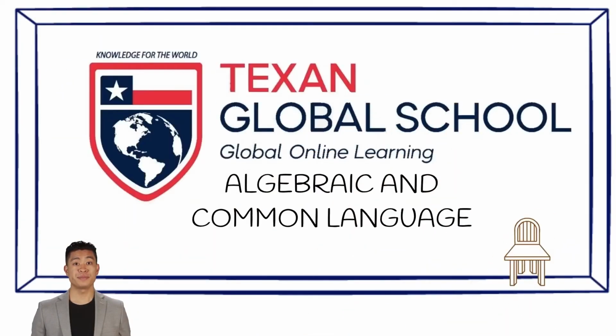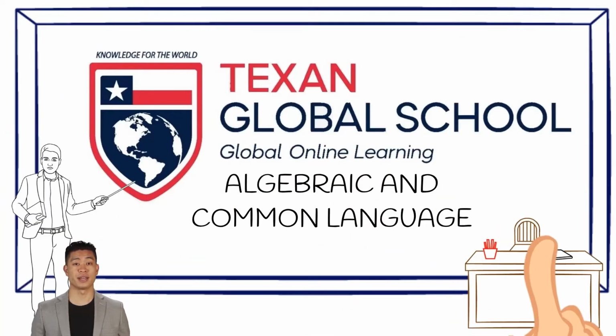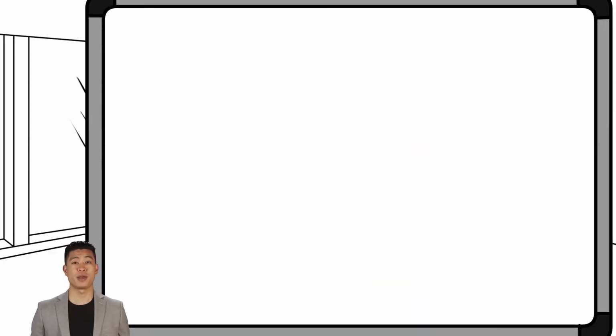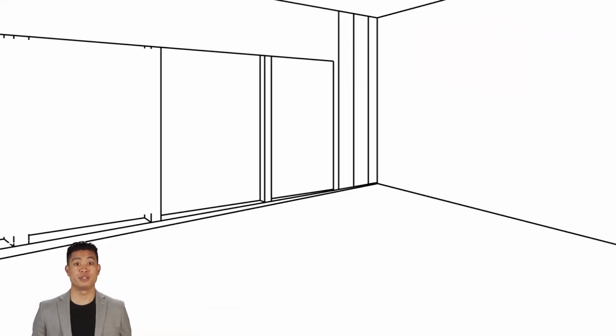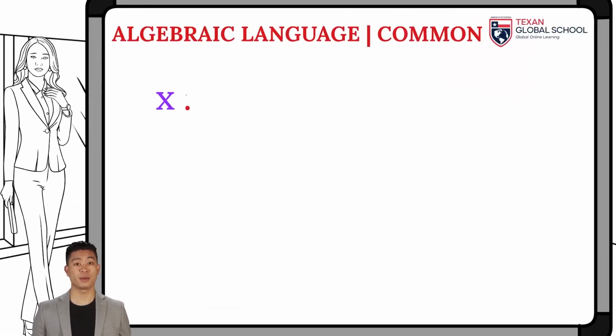Texan Global School. In this class, we will address algebraic and common language. We will analyze specific cases of algebraic language and the tools to translate it into their common language. It is important to do a math symbology review to strengthen the process.